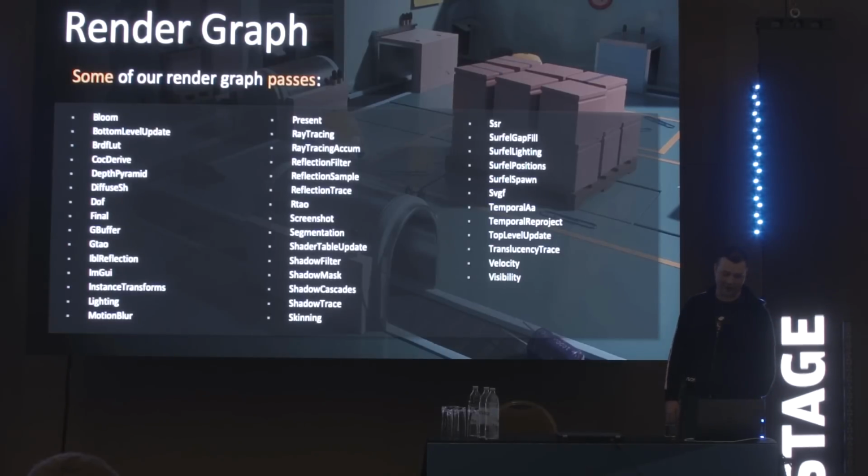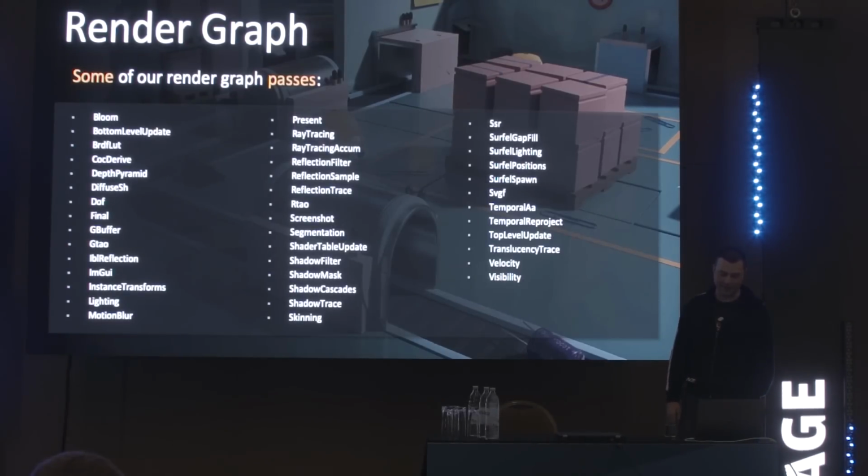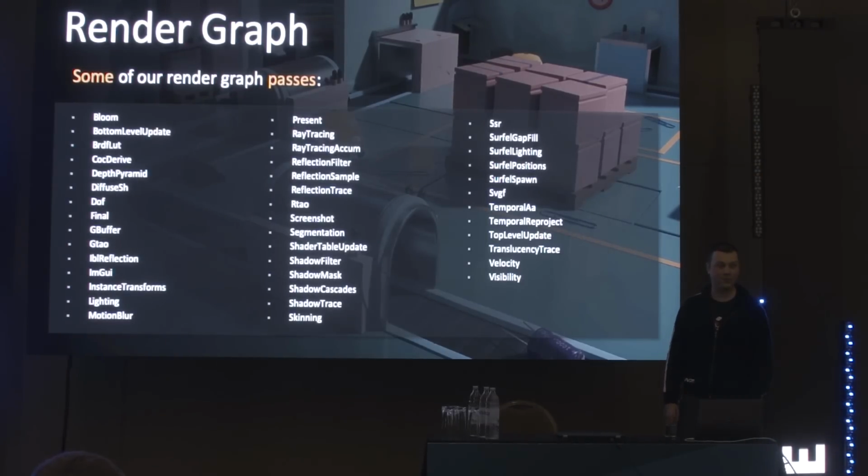This is a list of some of our render graph passes in Pika Pika. We ended up adding mGPU support to reflections, shadows, lighting, global illumination, and ambient occlusion.